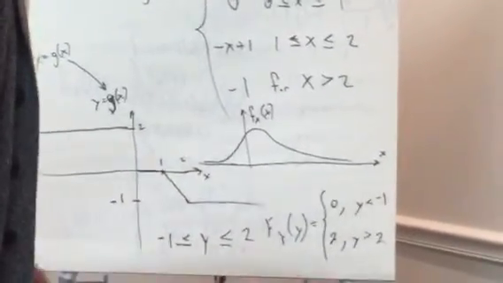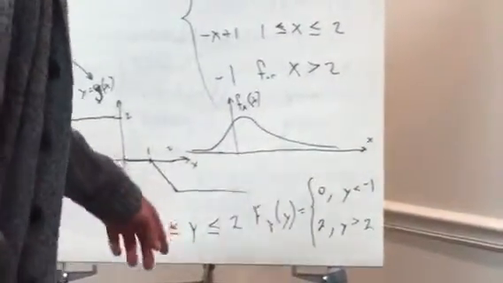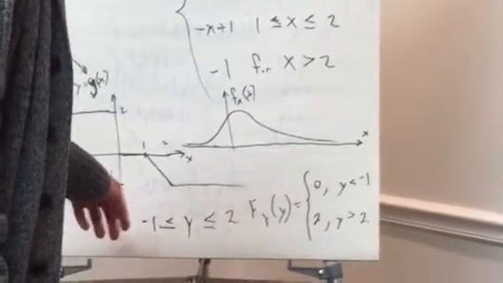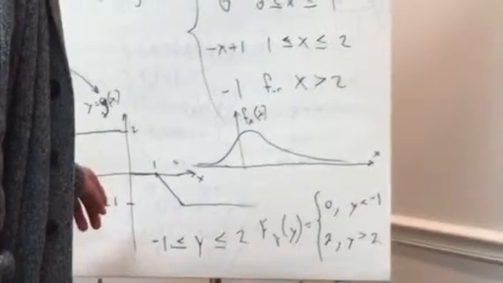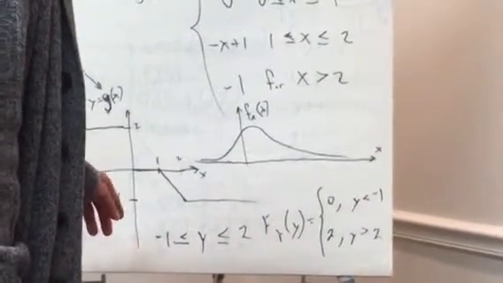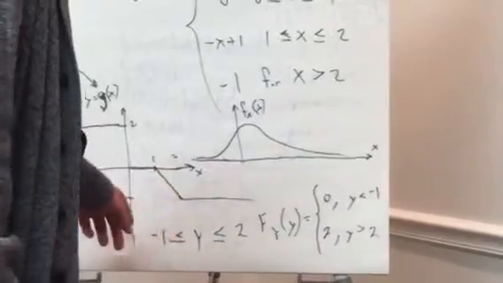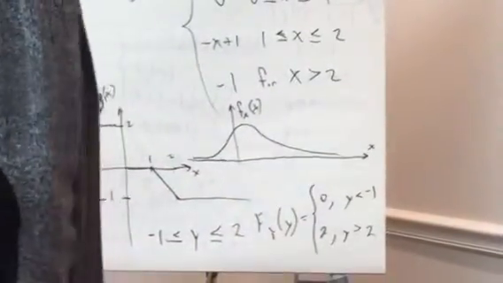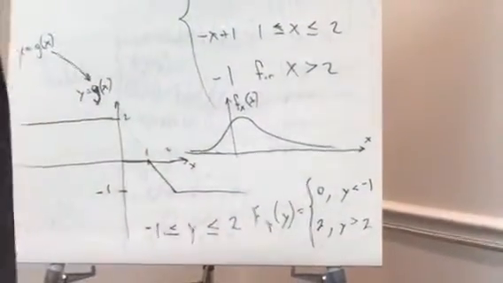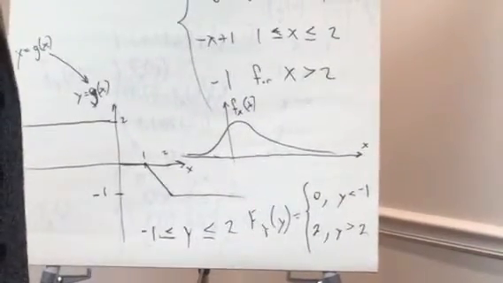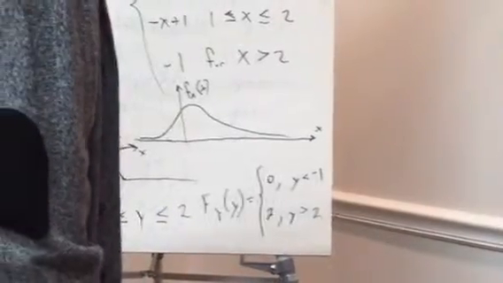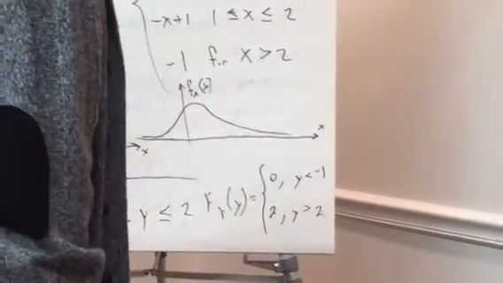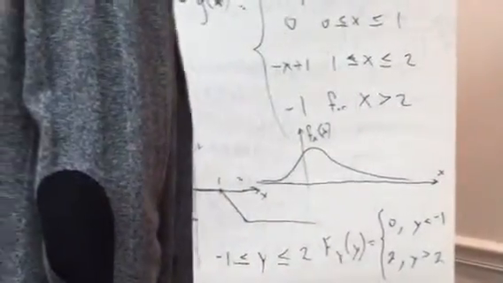There isn't much more to say about that. Let's just point out though that y is greater than or equal to minus 1 and less than or equal to 2, right? That's the range of y, as we can see there. And also F_Y(y) is equal to 0 when y is less than minus 1, and it's equal to 2 when y is greater than 2. So that's that.